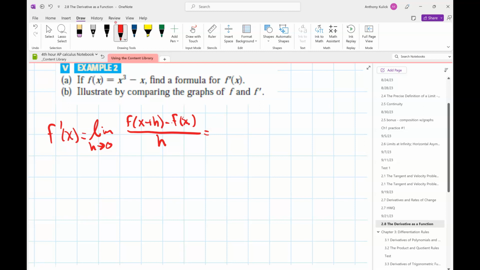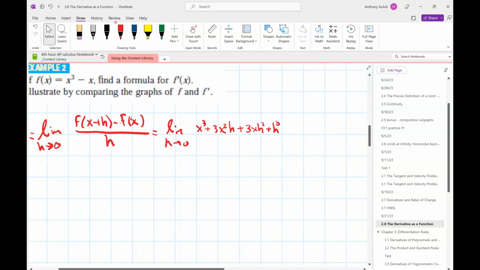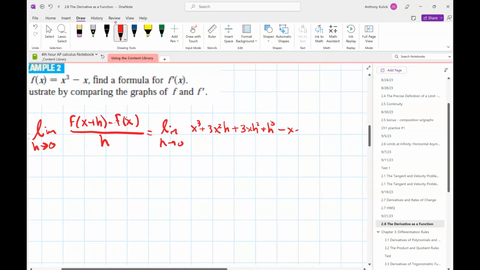When I do x plus h cubed, what do I get? X cubed plus 3, h squared. Well, I do x cubed plus 3x squared h plus 3x h squared plus h cubed, and then minus x plus h. I'll distribute the negative there. And then when I do this piece, that's going to be minus that, right?